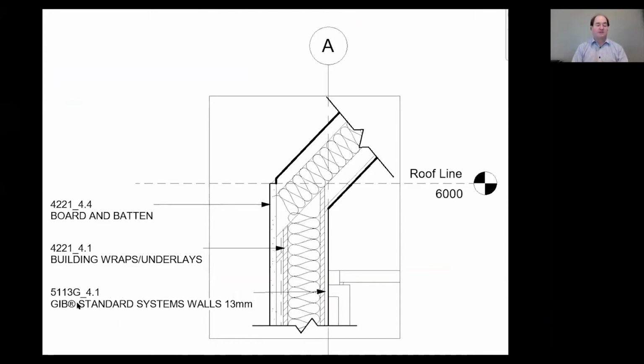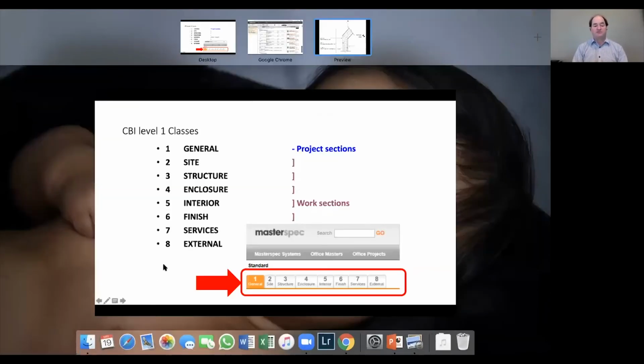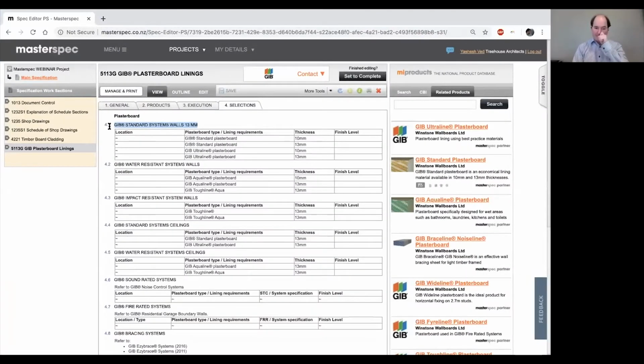And as you can see there, the bottom note there is Jib Standard Systems walls 13 mil. Now, what you're seeing there is the CBI number 5113G, okay? And so that's the link, I guess, the code between the two things. And then 4.1 is actually the clause number. So that's the clause from which Yash got the information.